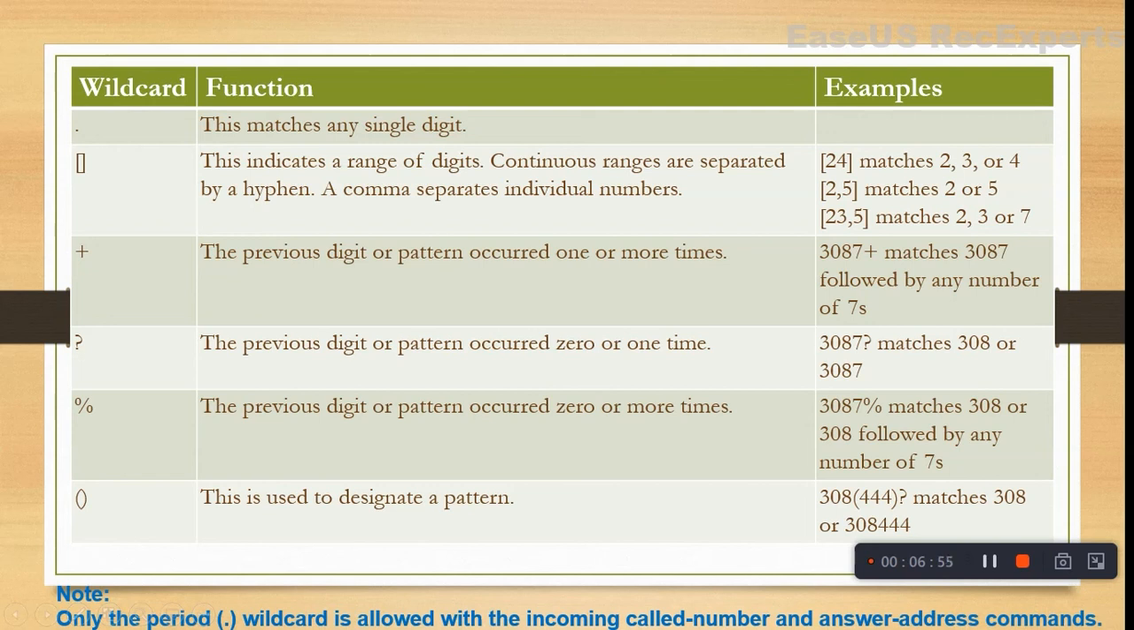And when you have the first bracket, this is used to designate a pattern, right? So if we see the example, 308 in brackets 444, it matches 308 or 308444, right?